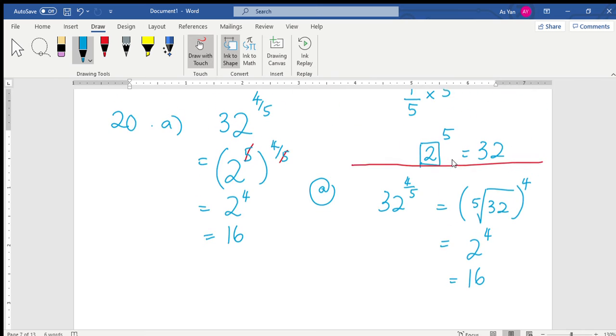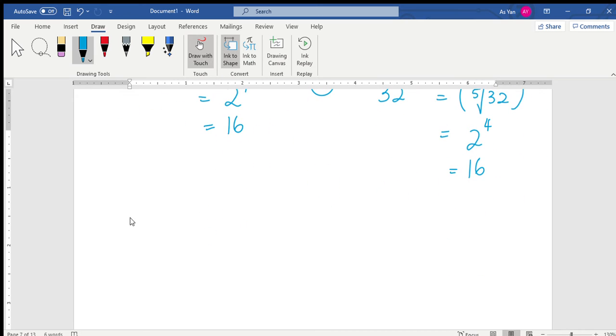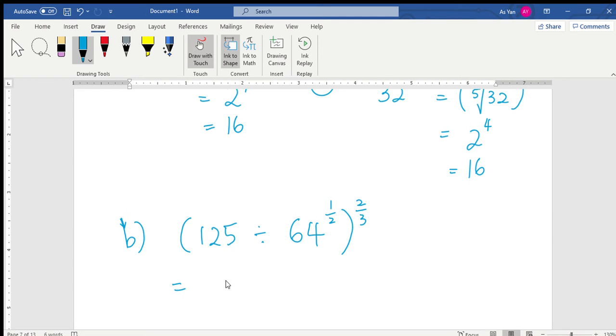Now we go to question B. 125 divided by 64 to the power of 1 over 2, raising the power of 2 over 3. So 125, as usual, we have to multiply the 1 over 2 and 2 over 3, so it becomes 2 over 3, divided by 64. 1 over 2 and 2 over 3 can be simplified, so cut off, become 1 over 3.